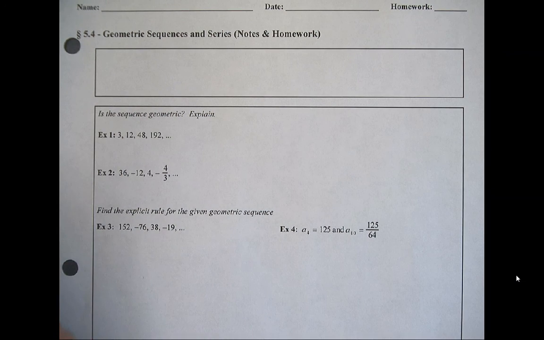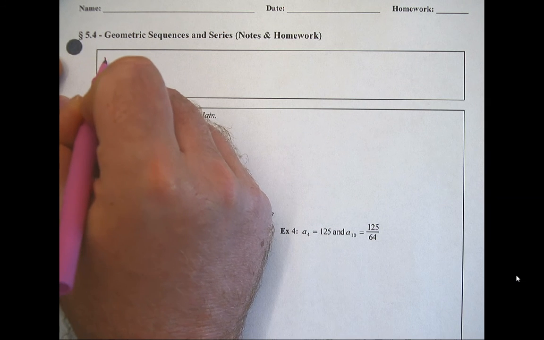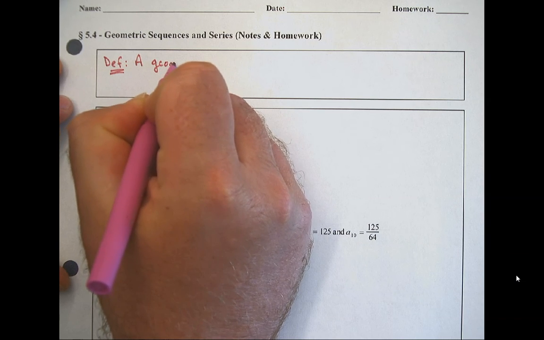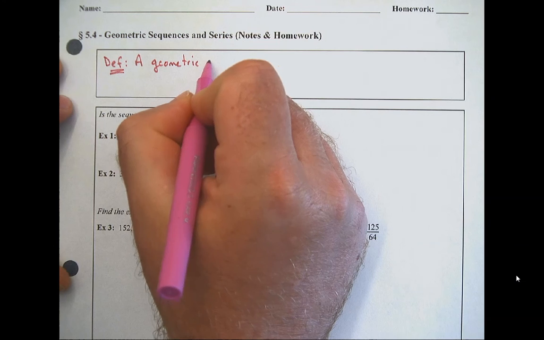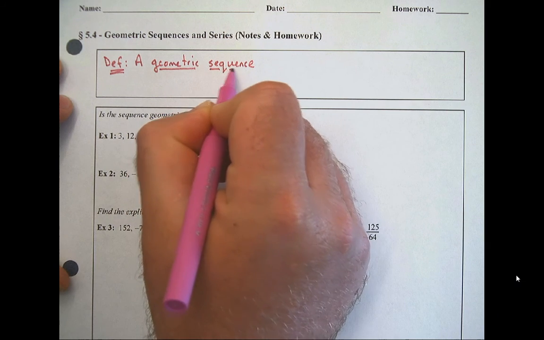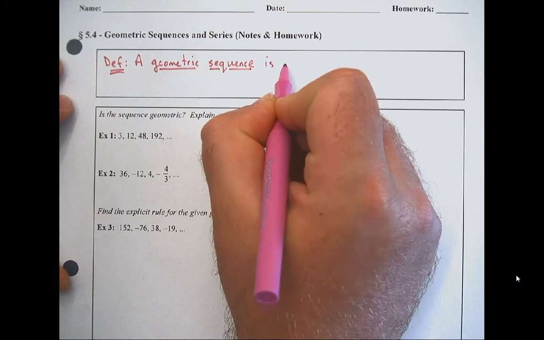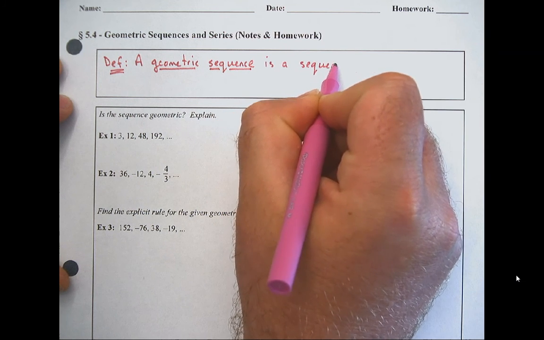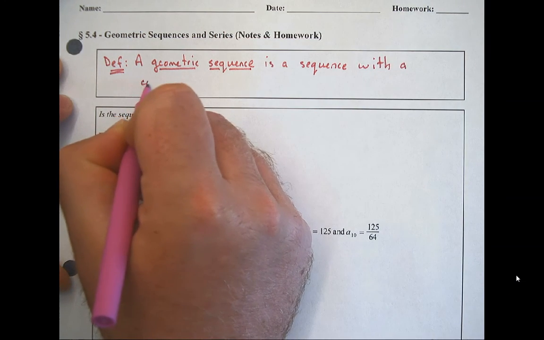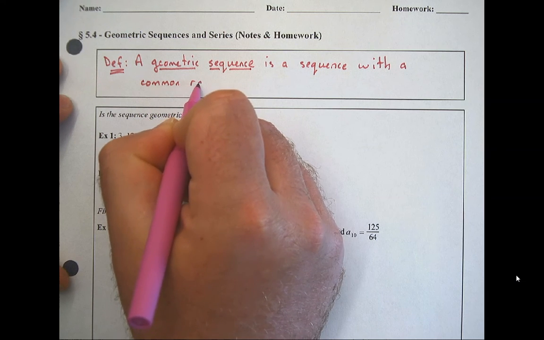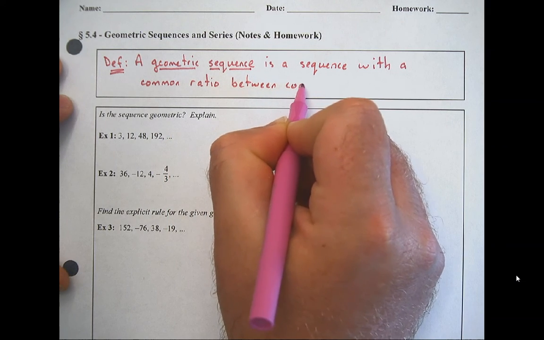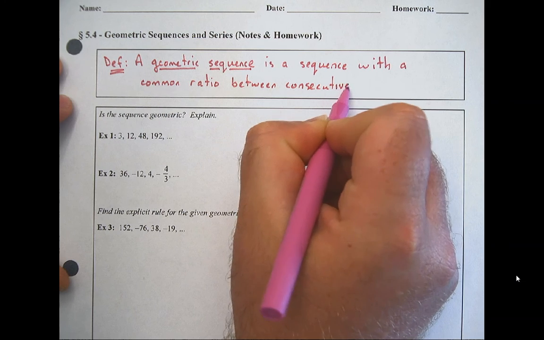So let's start off with our definition. A geometric sequence, underline geometric sequence, that's what we're defining, is a sequence with a common ratio between consecutive terms.